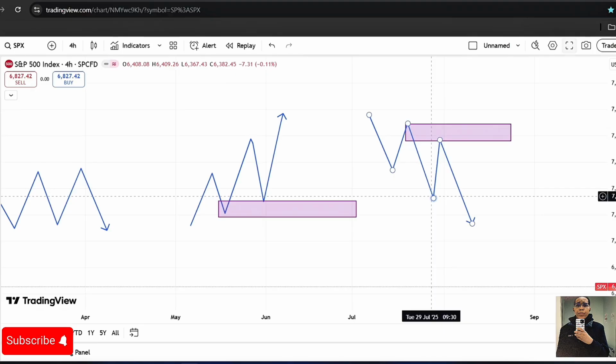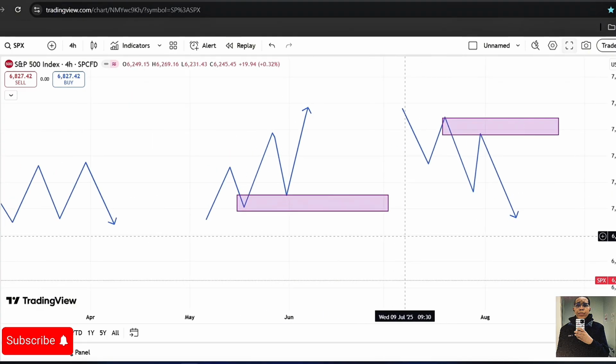Order blocks are the origin of supply and demand zones. So this is where it comes together, right? The supply zone, the demand zone, and the order block. Order blocks are the origin of the supply and the demand zone. Not every supply or demand zone is an order block. You should know that, right? But every valid order block creates supply and demand. So you're supposed to know that and put that in your trading as well, right?